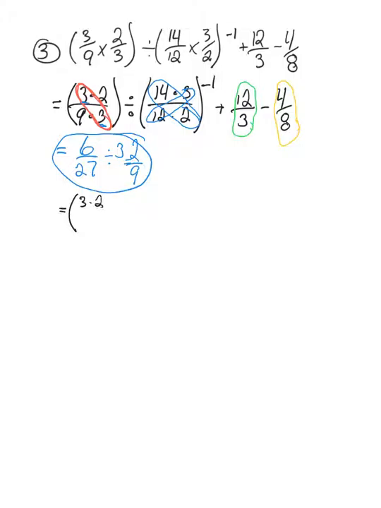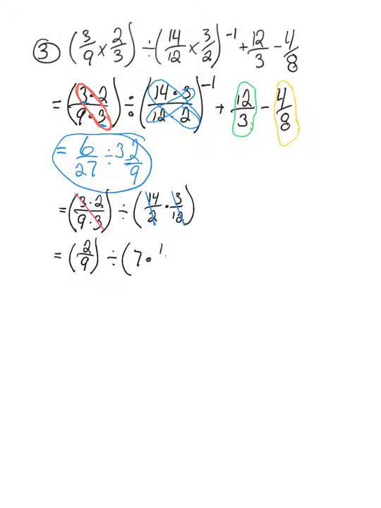3 times 2 over 9 times 3. So in this case, we're canceling out the 3's. Okay, they're gone. So that's going to equal 2/9. We're dividing it by 14 over 2 times 3 over 12. So in this case, the 14 over 2 is going to reduce to a 7, and the 3/12 is going to reduce to a 1/4. 7 times 1/4. They're both to the negative 1.